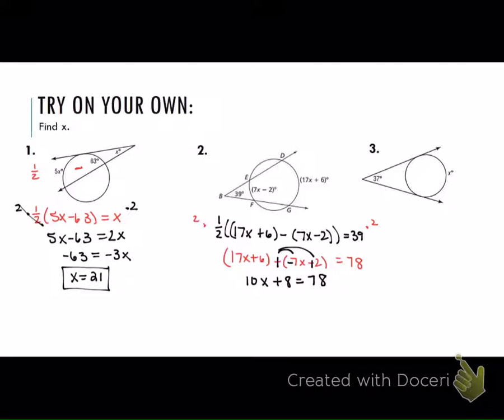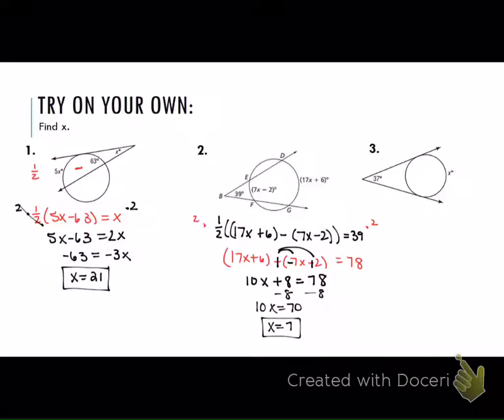So all I did here, guys, is I said this was negative, right? Which means that switches the signs of everything in here, so I can change it to addition, right? So a positive becomes a negative. A negative becomes a positive, and then I just add like terms. So 17x minus 7x is 10x. 6 plus 2 is 8. So then I get 10x equals 70. So x equals 7.